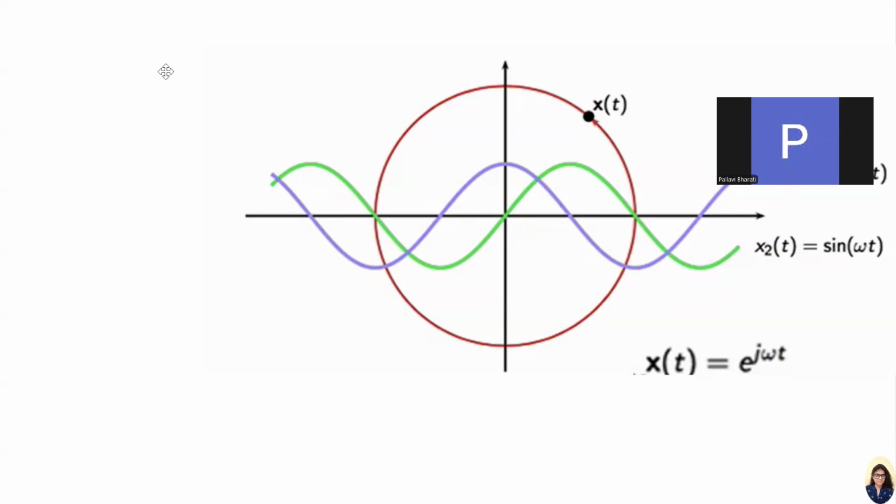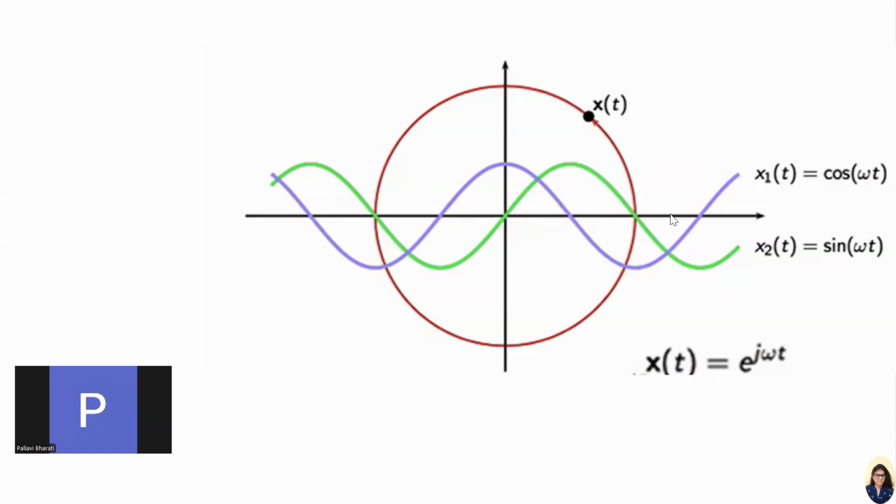Why we can do that is, see, this green portion is your sine and this blue portion is your cosine. So if you take the complex coordinate axis, this vertical line is your imaginary part, and the horizontal line over here is your real part. Now on the real part you have cos omega t, and on the imaginary part you have sin omega t.